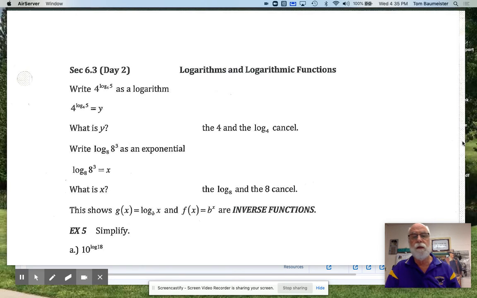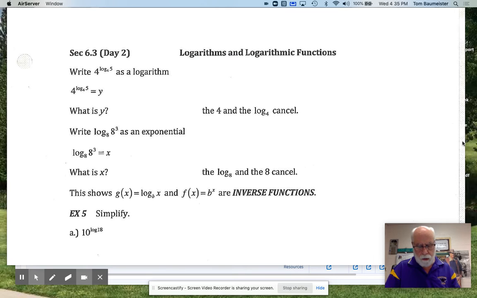Let's continue with section 6.3. So on this next one here, we're going to write 4 raised to the exponent log to the base 4 of 5 as a logarithm.